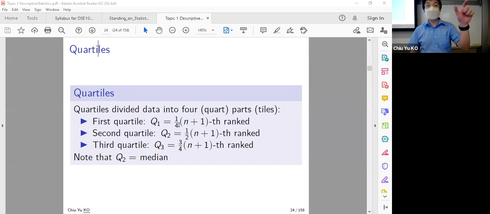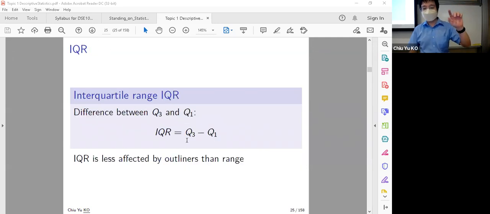Conceptually, it's very easy. But how to define exactly Q3 and Q1? I can tell you, if you look at the software program, there are at least 9 different ways to do it. Okay, let's check the menu. So we'll only give you 3 different ways.